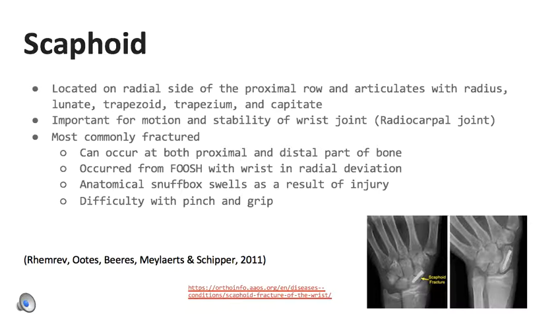As mentioned in lecture, the scaphoid bone is the most commonly fractured carpal bone. It occurs from a fall on the outstretched wrist in radial deviation and can occur at both the proximal and distal part of the bone. As a result of injury, the anatomical snuff box does swell. The pain may be severe when you move your thumb or wrist or when you try to pinch or grasp something. Unless your wrist is deformed, it may not be obvious that your scaphoid bone is broken. With some fractures, the pain is not severe and may be mistaken for a wrist sprain. There is a risk for avascular necrosis, or death of the bone tissue due to the lack of blood supply, because a fracture to the middle of the scaphoid bone may interrupt the blood supply to the proximal part of the bone.